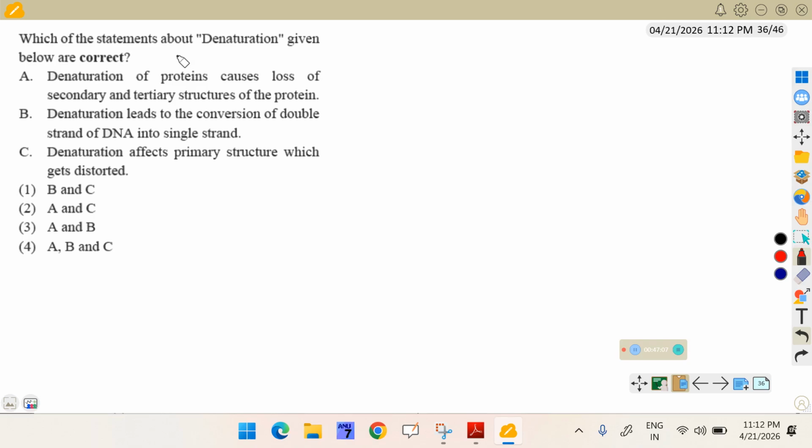Which of the statements about denaturation given below are correct? Denaturation of protein causes loss of secondary and tertiary structures of the protein. Correct. Denaturation leads to the conversion of double strand of DNA into single strand. Correct. Denaturation affects primary structure. No, denaturation does not affect the primary structure. Third option.